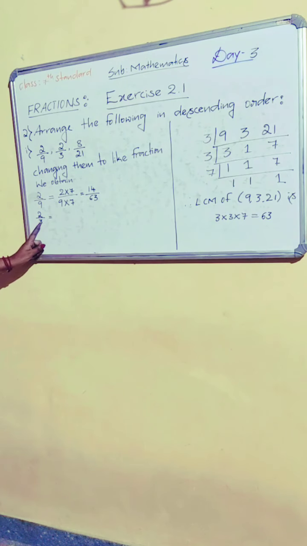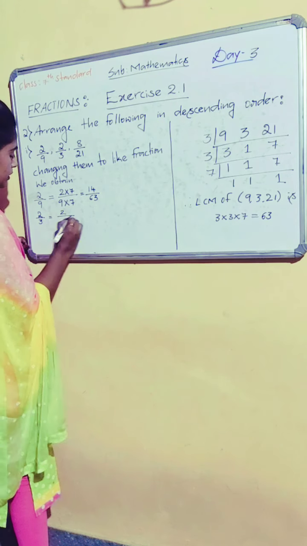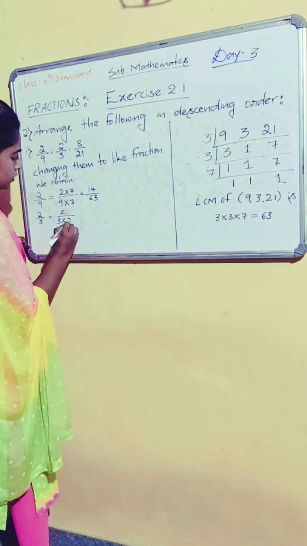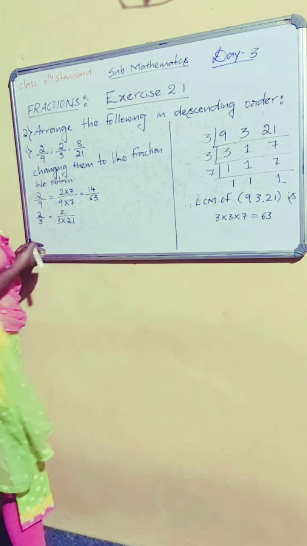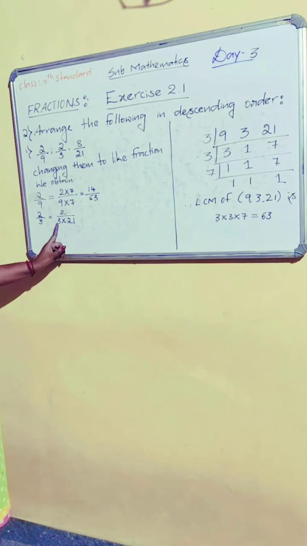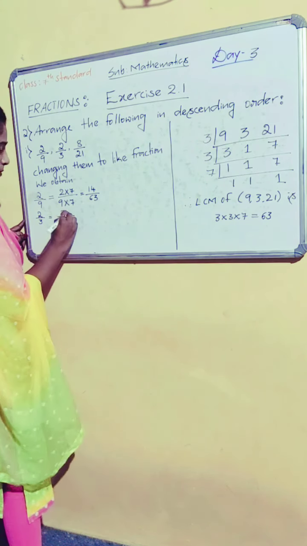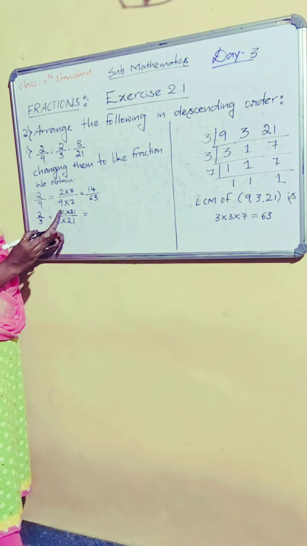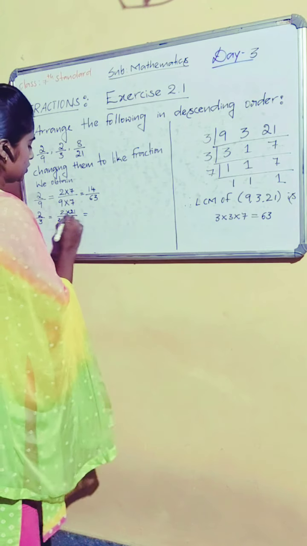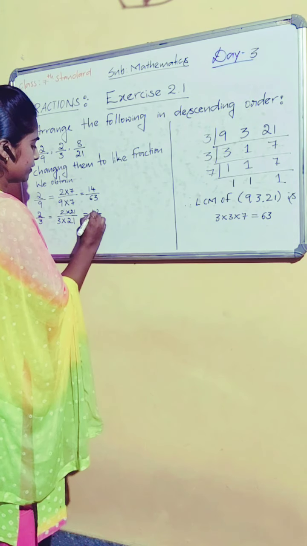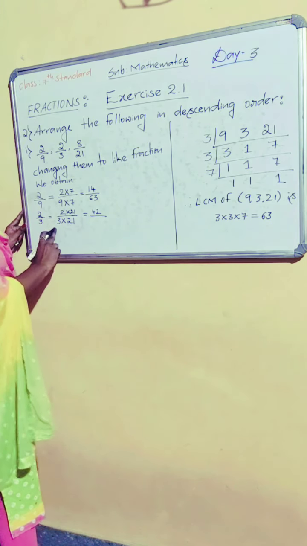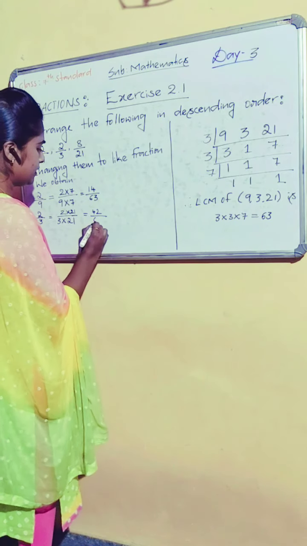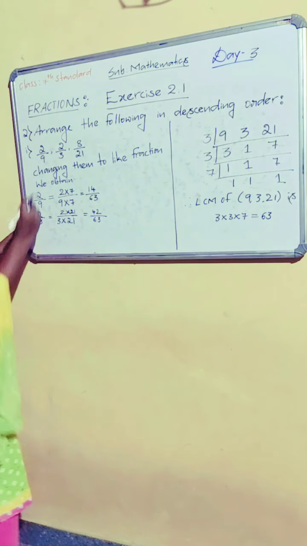The same way, 2 by 3. To get 63, what is the number I have to multiply here? So 2 by 3 into 21, isn't it? 21 into 3 is 63: 3 1s are 3, 3 2s are 6. The same number should be multiplied to the numerator also, 21. 21 into 2 is 42: 2 1s are 2, 2 2s are 4, isn't it? 21 3s are 63.